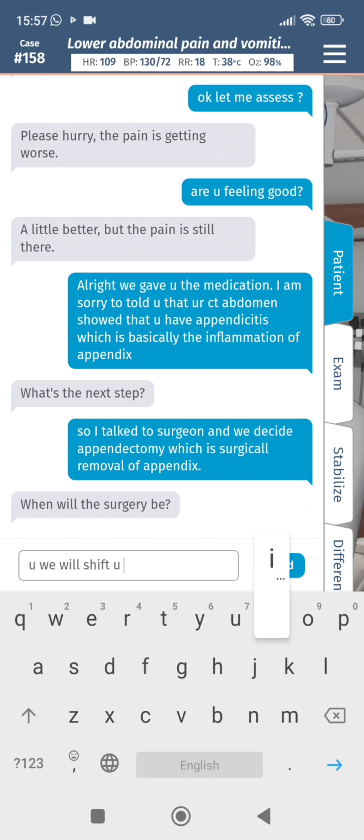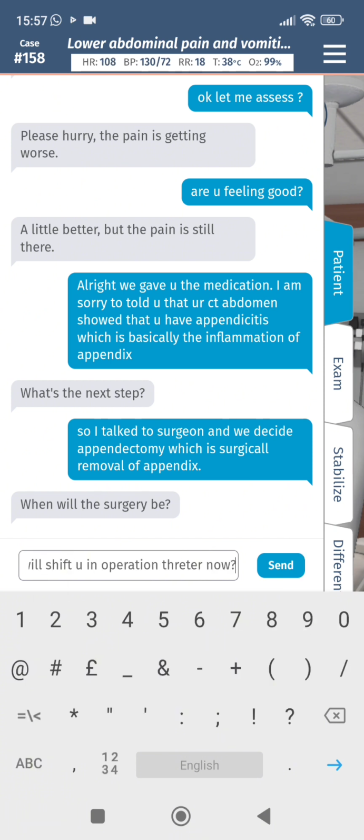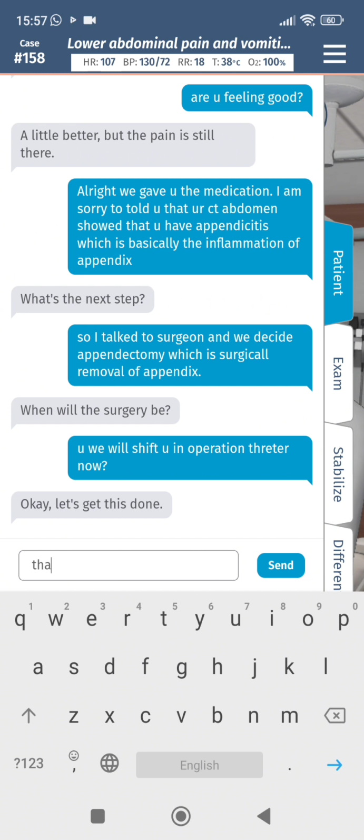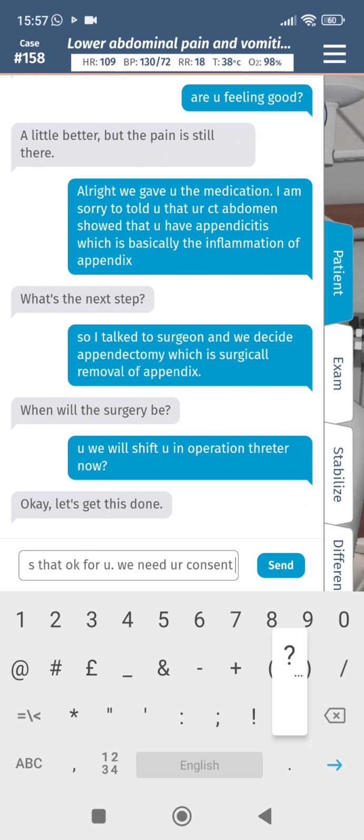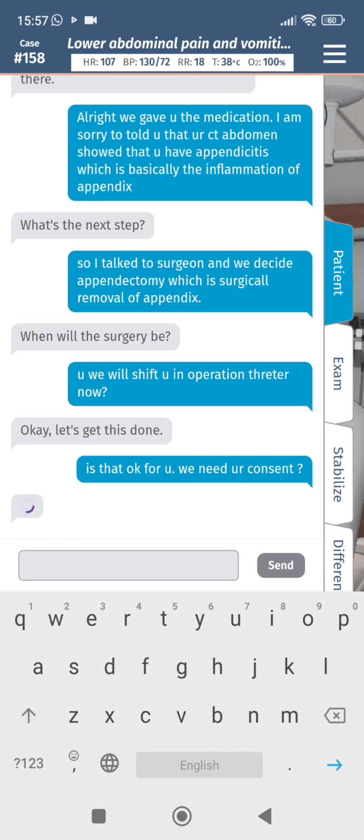Okay, so patient is asking when will the surgery be. So okay, we will shift in operating theater now. But first we need a consent. We need your consent.